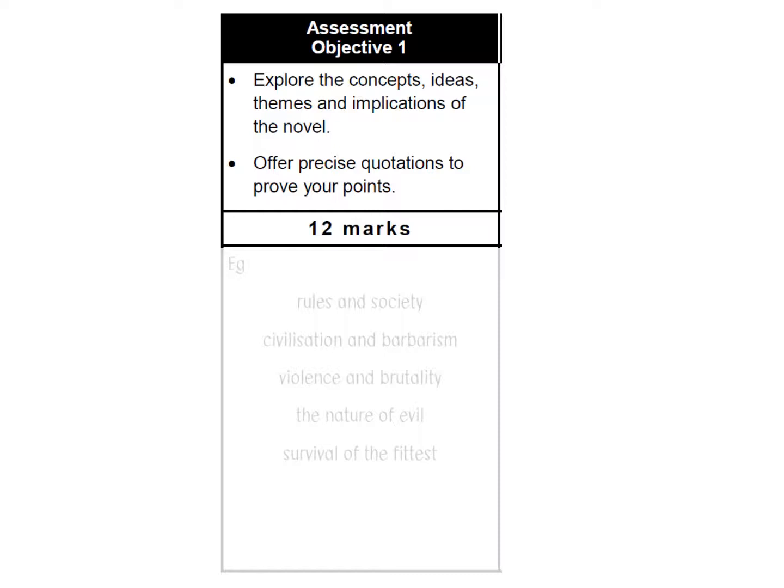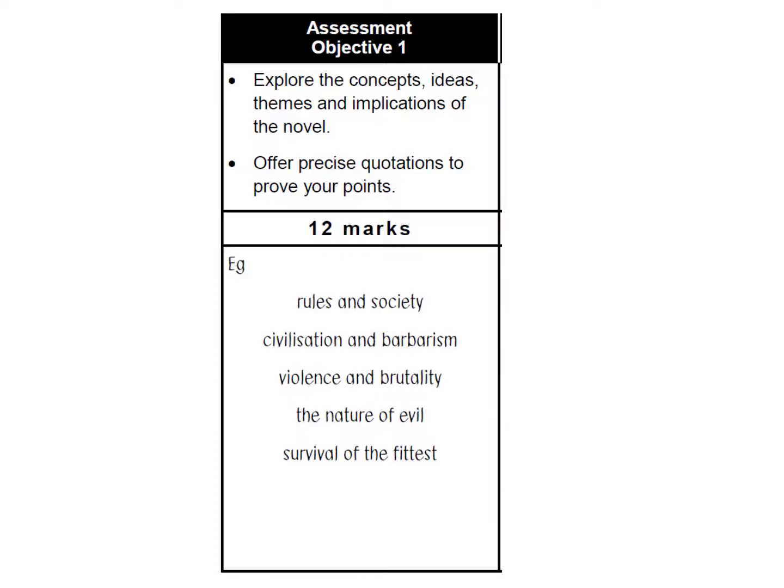As examples, could be rules in society, civilization, barbarism, savagery, violence, brutality, nature of evil, survival of the fittest. So if you can talk about themes and ideas and what he's asking us to think about, you can't really go far wrong there. On top of that, you need your quotations to prove that these things do actually take place in the novel.